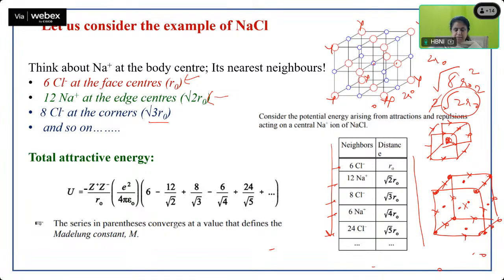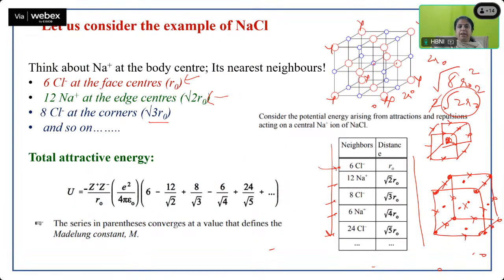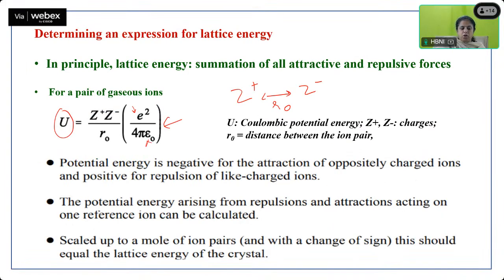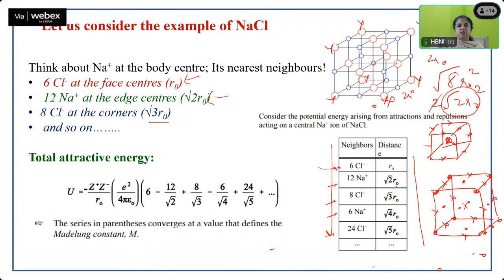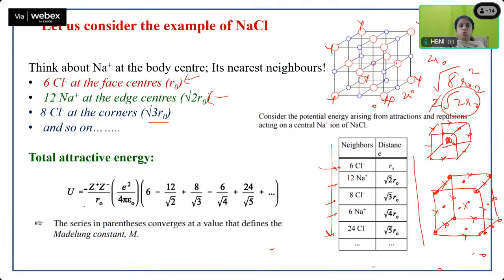Now, once I know this, I told you this formula. With these 6 chlorides, sodium will have the attractive energy, that would be minus Z plus Z minus e square by 4 pi epsilon naught R naught into 6, because it was surrounded by 6 chloride. Second, there are 12 sodium at the distance of root 2 R naught. But now the potential energy is positive, that would be plus Z plus Z minus e square by 4 pi epsilon naught into 12, but now it is not R naught, now it is root 2 R naught. Then similarly, we can write for 8 chloride with root 3 R naught as the distance.